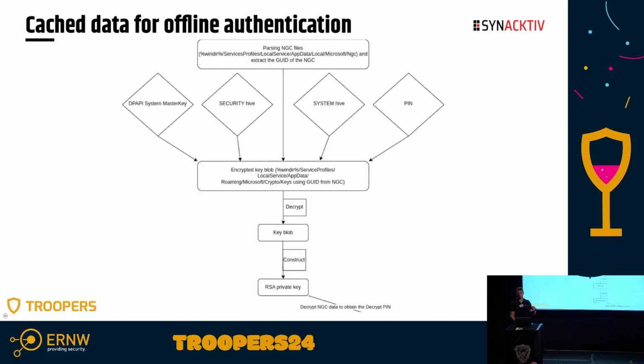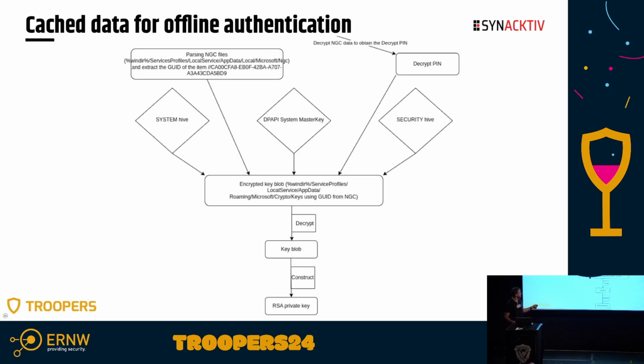So if we try to sum up all the things that I said just before, we want to decrypt a first crypto blob here. To decrypt this crypto blob, we'll need the pin, the system and security hives, and the DPAPI master key, and thanks to this blob, we will be able to construct a first RSA private key. Thanks to this first RSA private key, we'll be able to obtain the decrypt pin. And again, for the same process, we'll be using the decrypt pin and another crypto blob to obtain all the information needed to construct a second RSA private key.